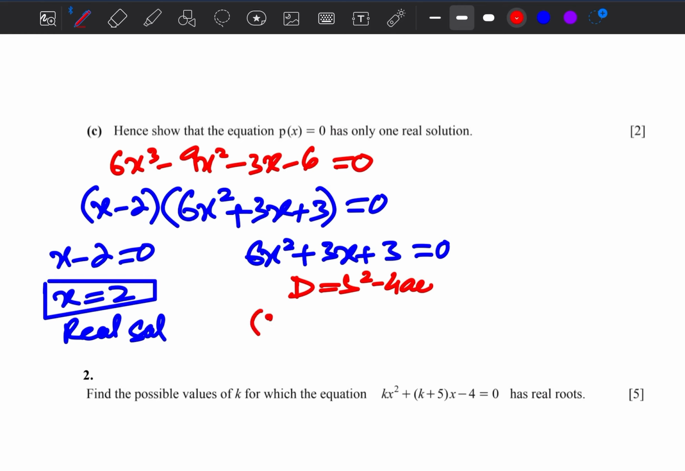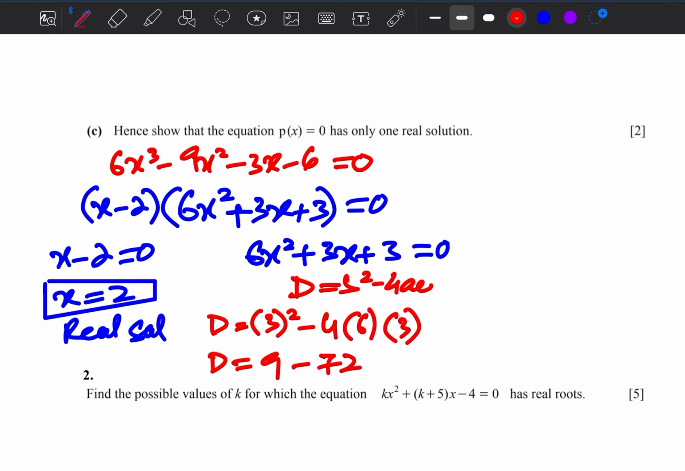So the value of b over here is 3, the value of a is 6, and the value of c is 3. This is the discriminant. If you just find out the value of the discriminant, 3 square is 9, 6 times 4 is 24, 24 into 3 is going to be 72. 9 minus 72 is going to be minus 63, which is less than 0.